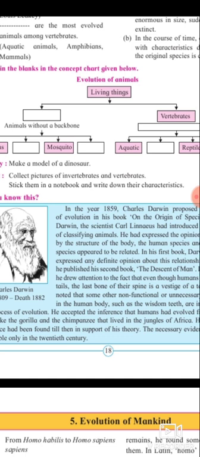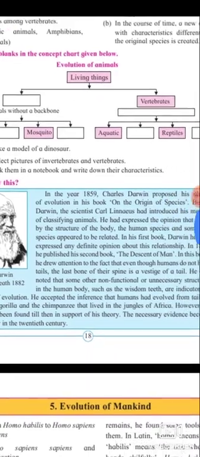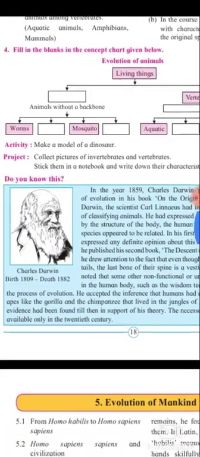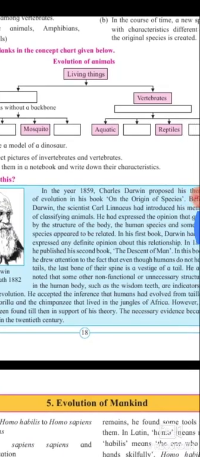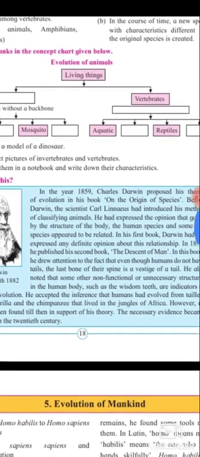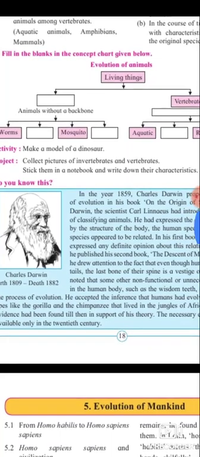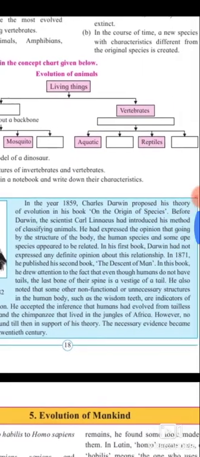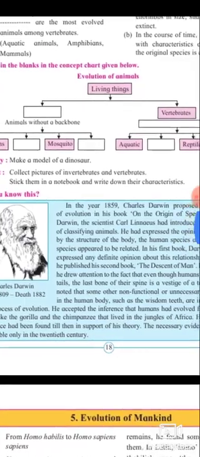Likewise, he noted that this is the evolution of a human from the apes only. He accepted the inference that the humans have evolved from the tailless apes like the gorilla and the chimpanzees that lived in the jungles of Africa. However, no evidence had been found till then in support of his theory. The necessary evidence became available only in the 20th century.